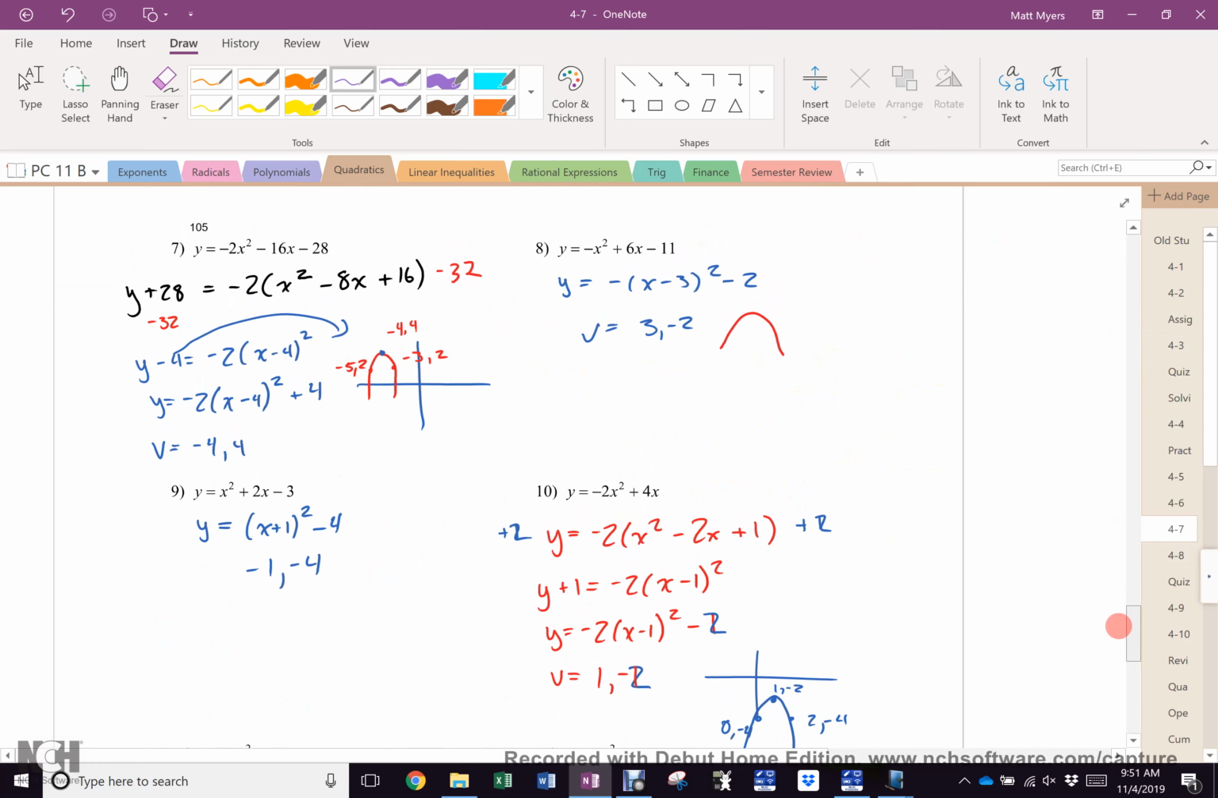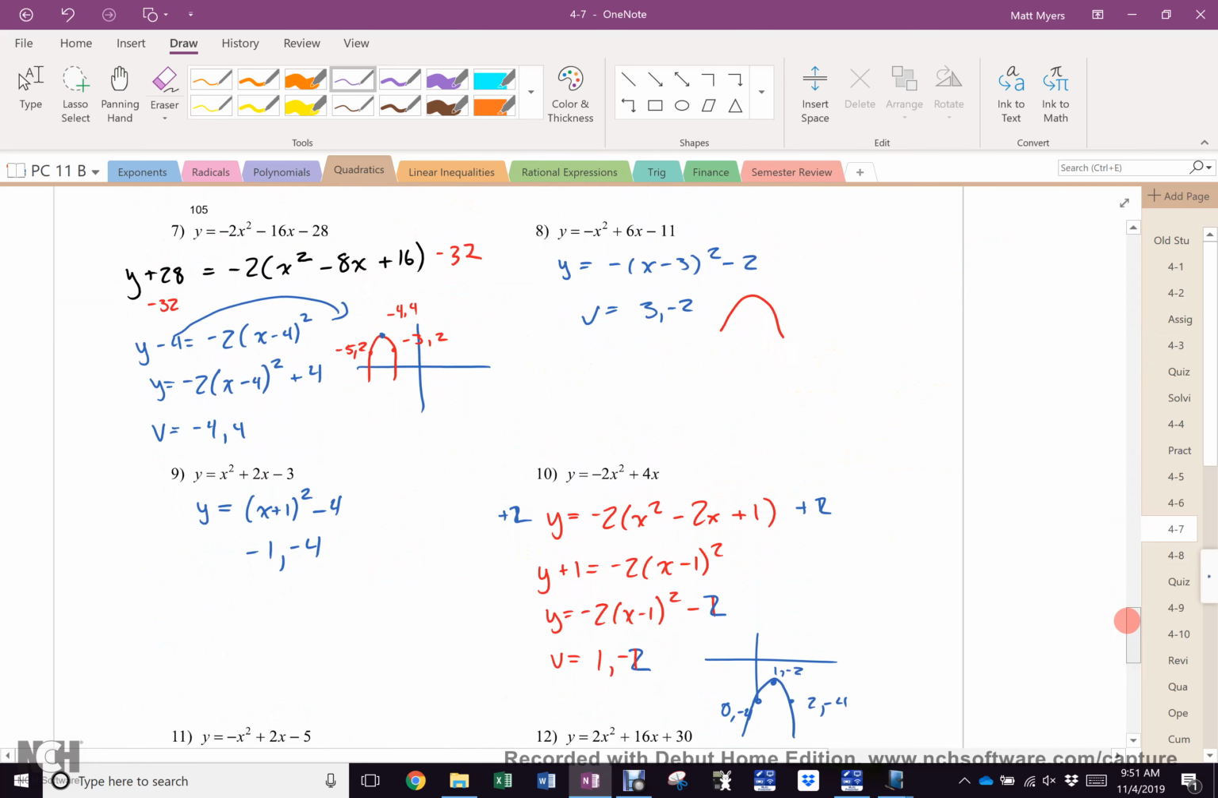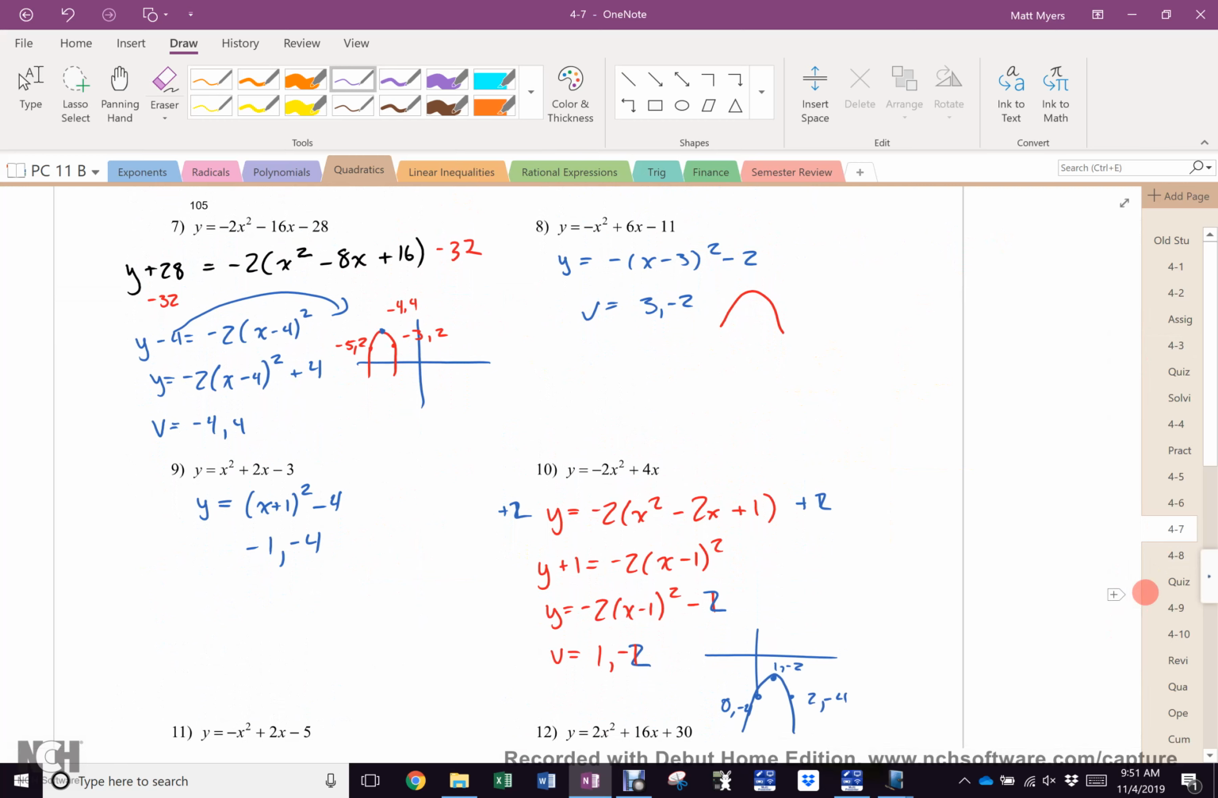There is 7, 8, 9, and 10. 10's graph is a little weird, of course, because it's a sad parabola. It's been watching This Is Us. Didn't work. Jasleen missed the joke. That was good. I said the number 10 parabola is sad because it's been watching This Is Us. Don't worry, Jasleen, I do too.